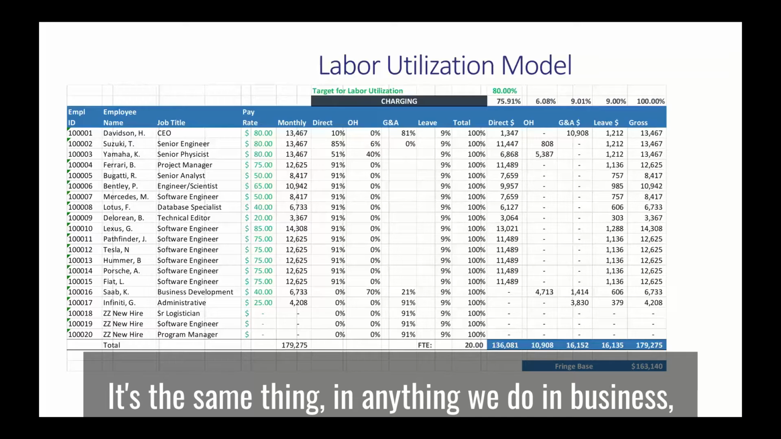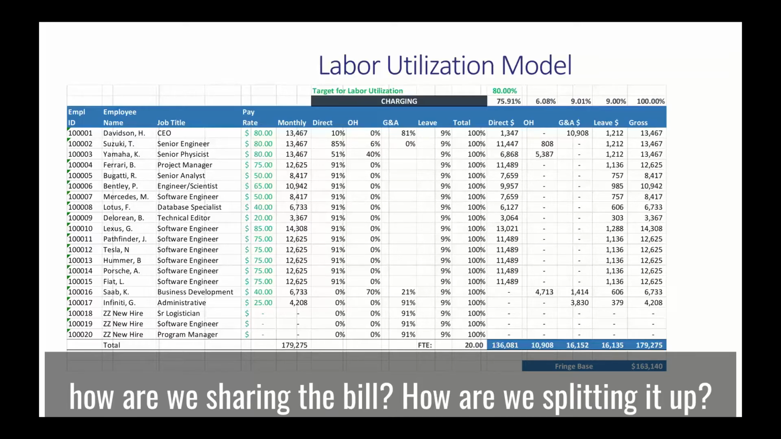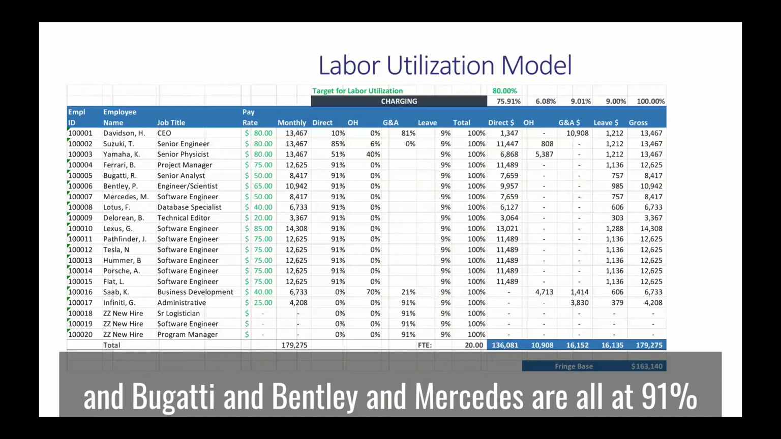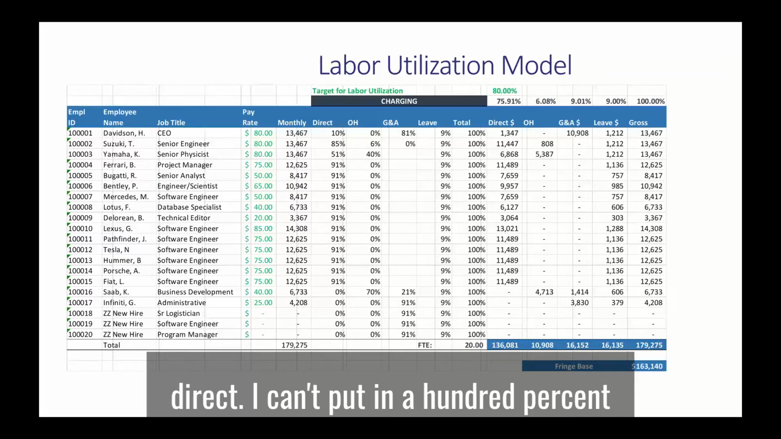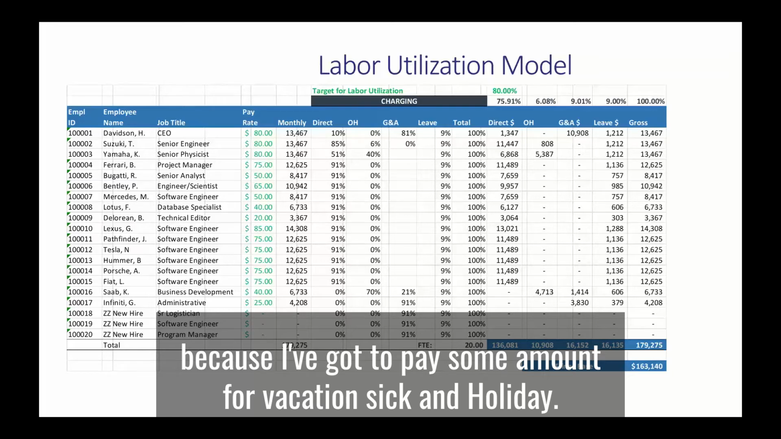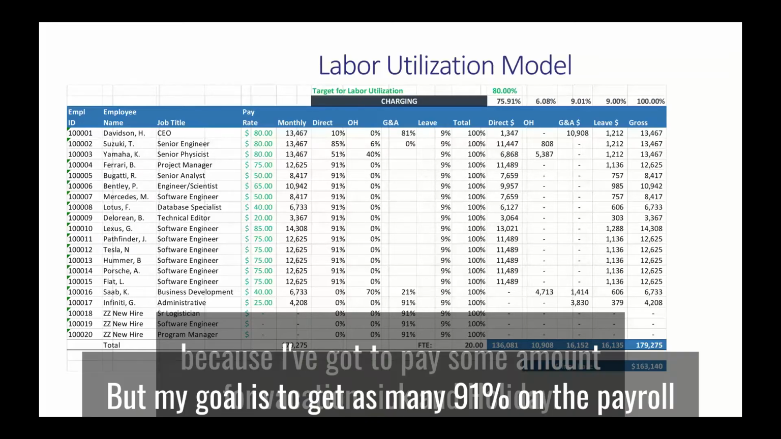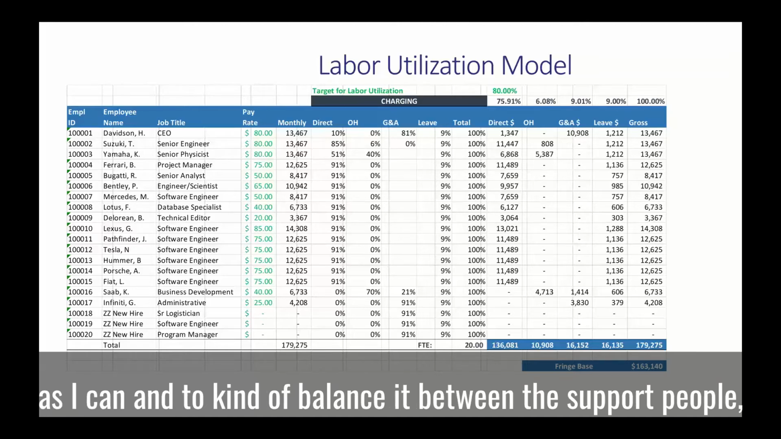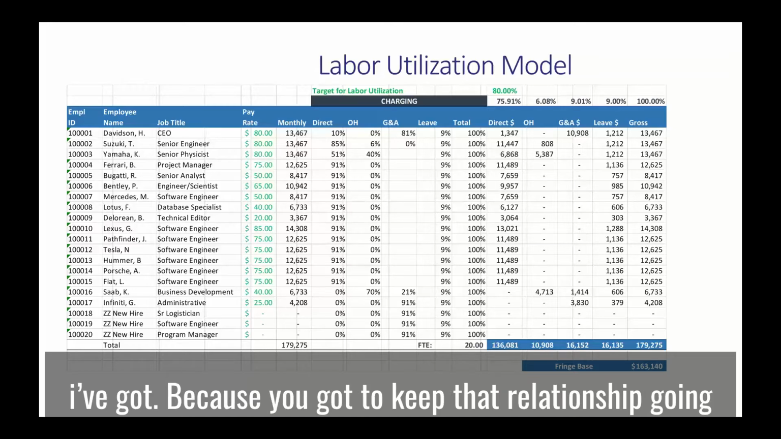It's the same thing in anything we do in business. How are we sharing the bill? How are we splitting it up? And what we want to do is make sure, you can see that I've got Ferrari and Bugatti and Bentley and Mercedes are all at 91% direct. I can't put in 100% because I've got to pay some amount for vacation, sick, and holiday. But my goal is to get as many 91%ers on the payroll as I can and to kind of balance it between the support people I've got, because you've got to keep that relationship going.